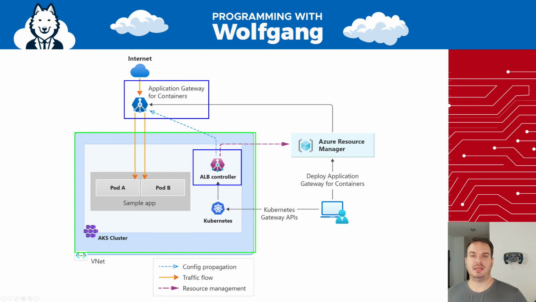This said, the second resource we're going to create is the application gateway for containers. That's a resource living in Azure. This means it's outside of our Kubernetes cluster and it takes care of the processing, for example, load balancing and TLS termination. So you don't need any resources inside our cluster.